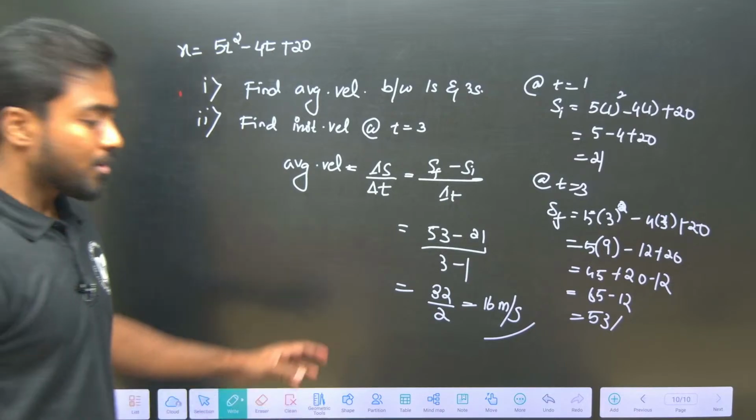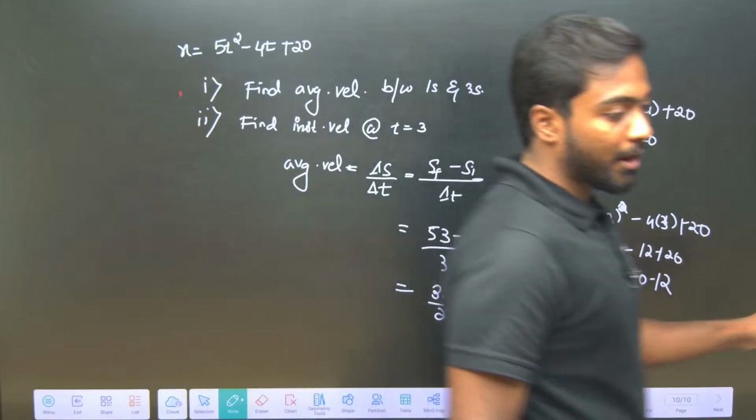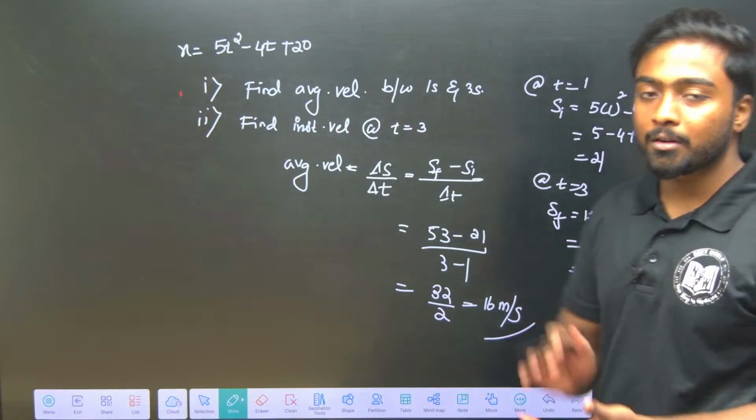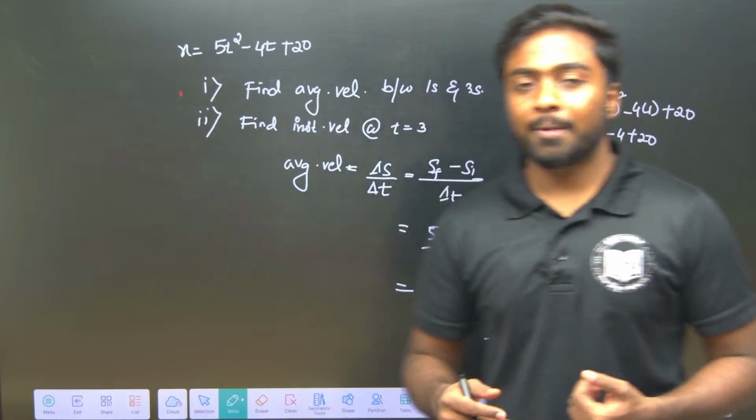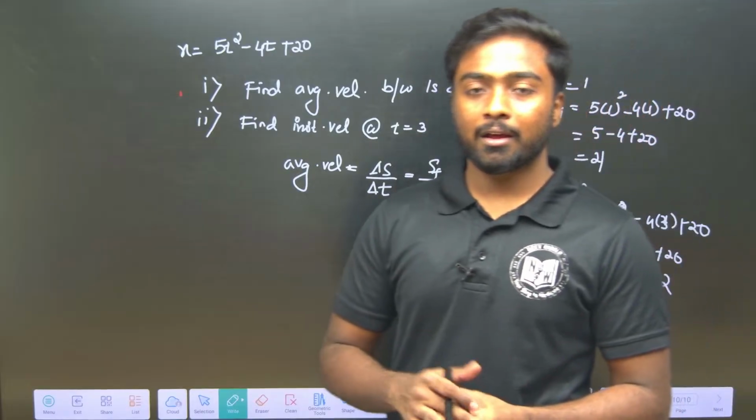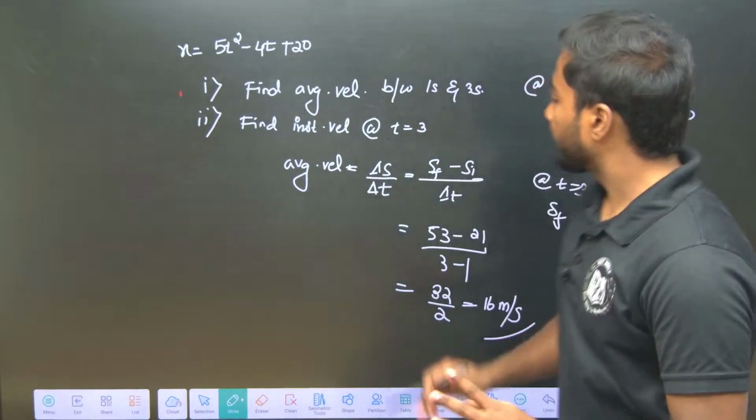Simple, right? This is how we do average velocity: I need to find the displacement at t1 and the displacement at t2. So XF minus XI by TF minus TI, I can find it like this.